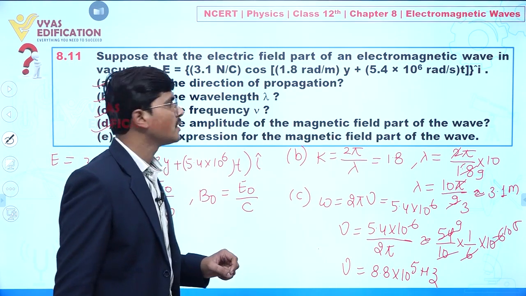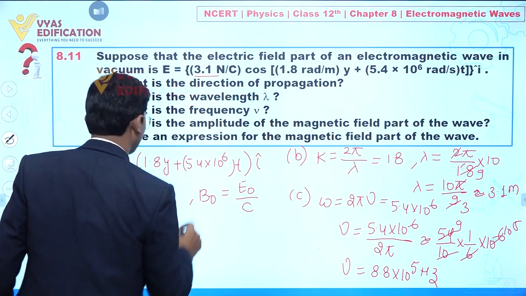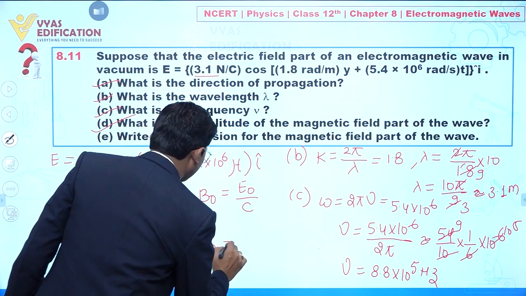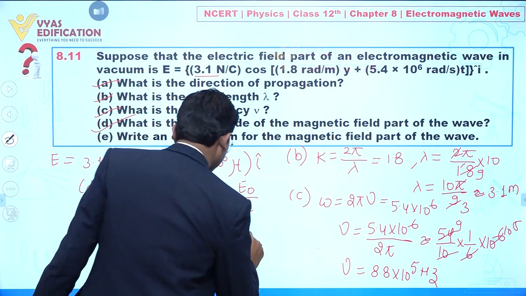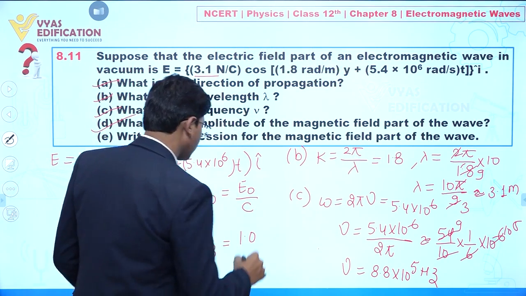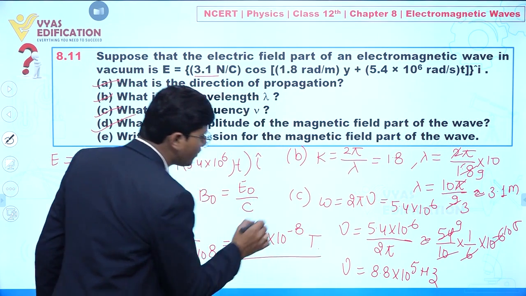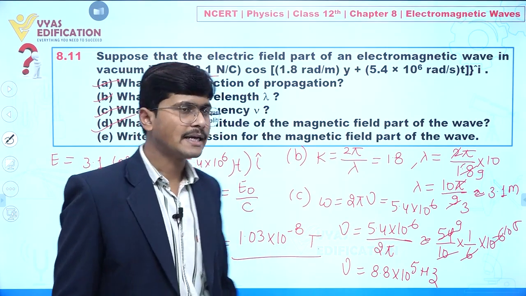The value of B naught is equal to E naught, the maximum value of the electric field, which is given in this question as 3.1. So 3.1 divided by 3 into 10 to the power 8, and from here we can write this as 1.03 into 10 to the power minus 8 Tesla. So this is the maximum value of the magnetic field.